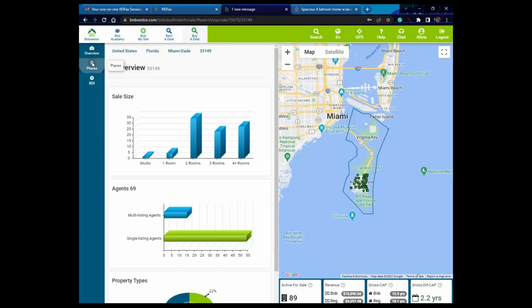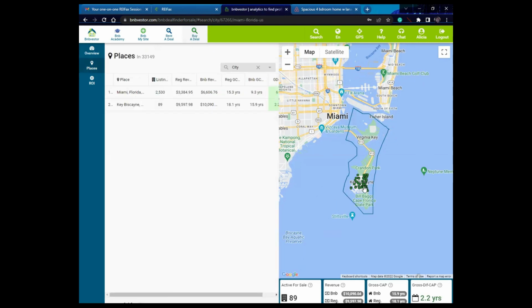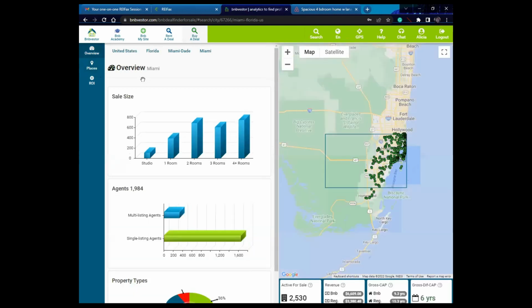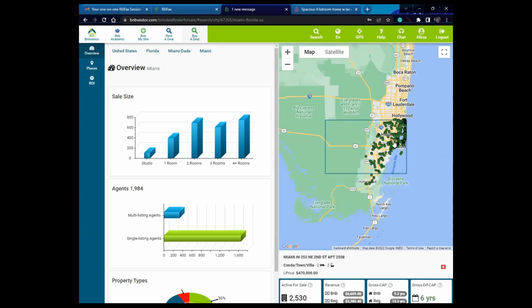So let's see places. These are the properties. No, that's not what I want to do. I went back to, well, okay. For some reason, it took me out of the specific zip I was in and brought me back in, but that's beside the case. What I wanted to show you is this. These are properties active for sale. All these little green dots are properties that are active right now for sale. If I click on one of them, it will show me the actual properties.